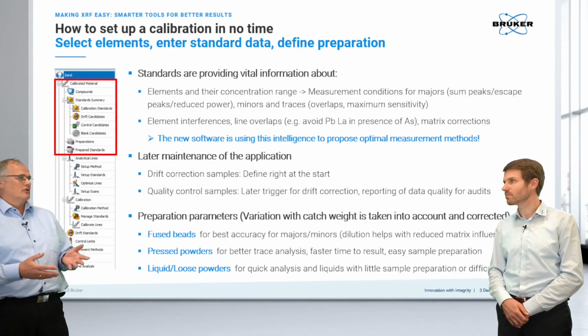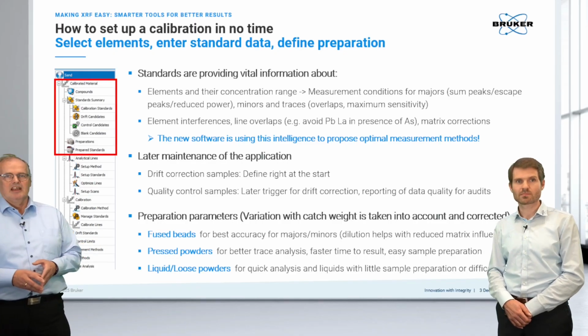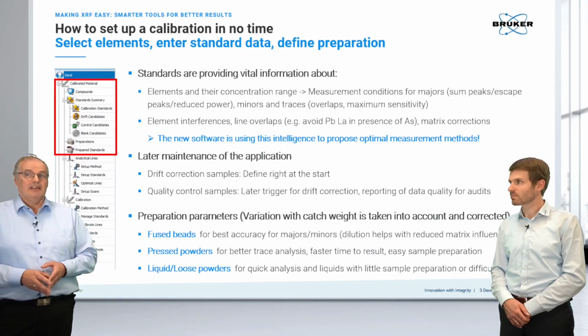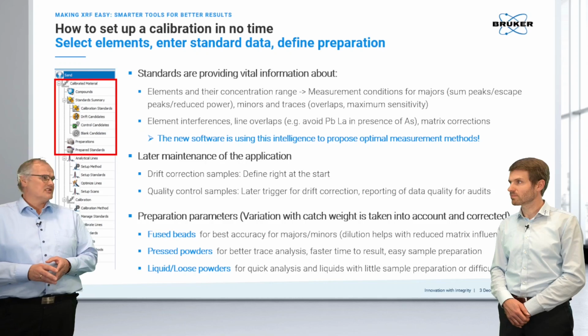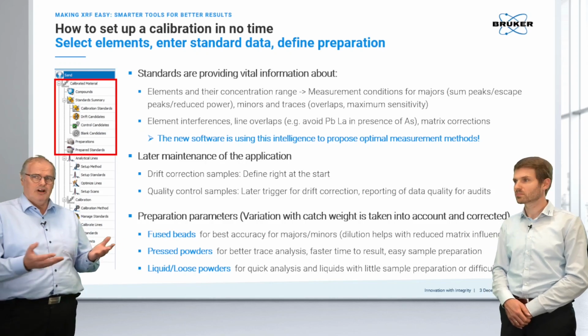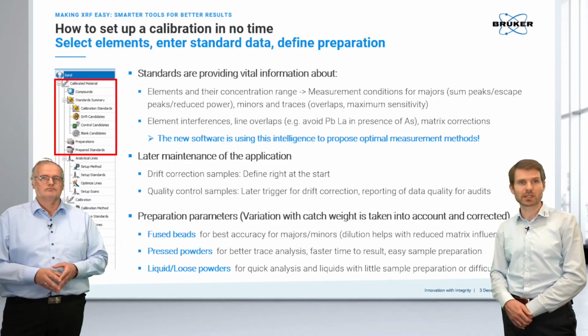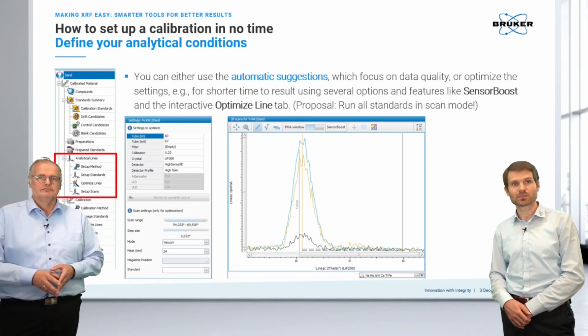But we can also go into loose powder or liquids. They are the quickest way to prepare a sample, with little sample preparation. And sometimes when we think about metal powder for batteries, they could really help. There are many applications where you can do this.